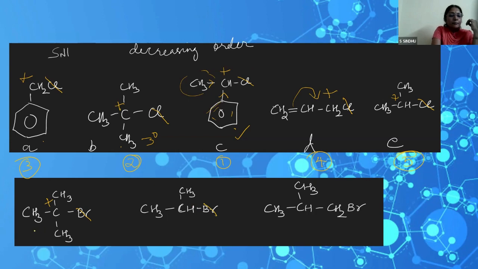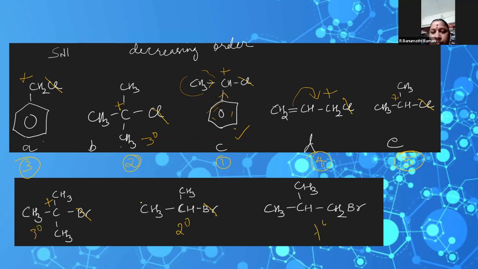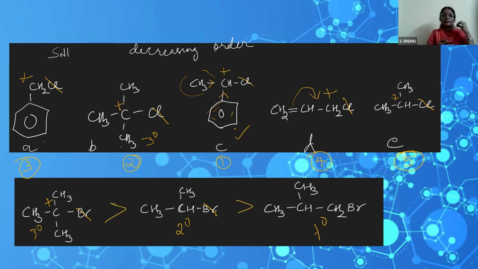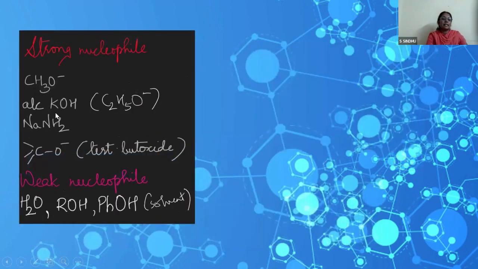Tertiary, secondary, primary is what we are getting. And primary. So anyway, the order is as given here. So these types come in. And among the examples of a few strong nucleophiles, we have the alkoxide ions. Alcoholic KOH will provide ethoxide ion, sodamide, tertiary butoxide.